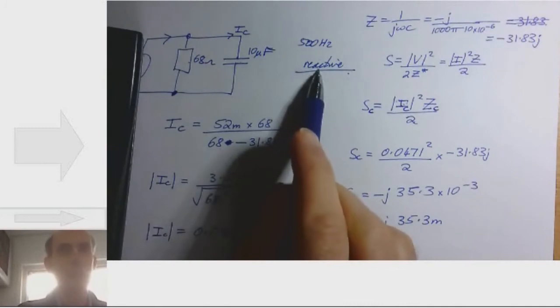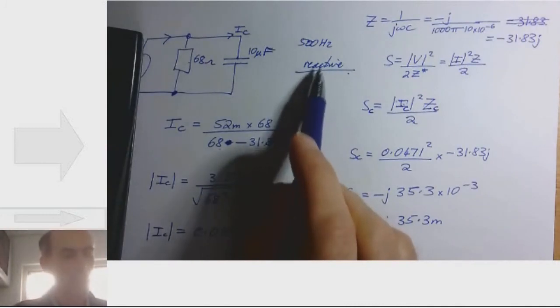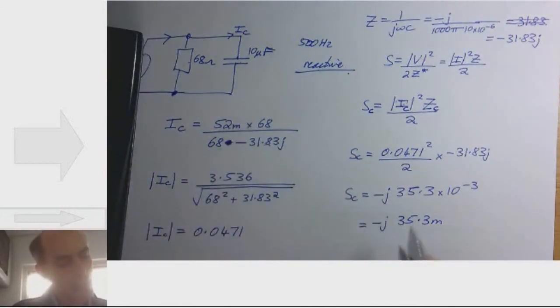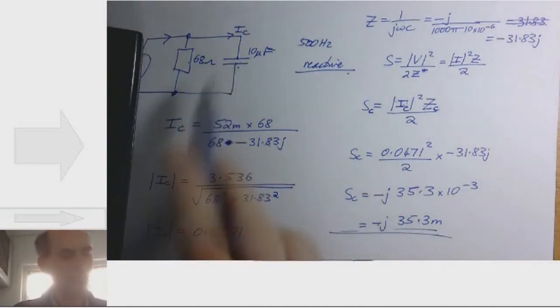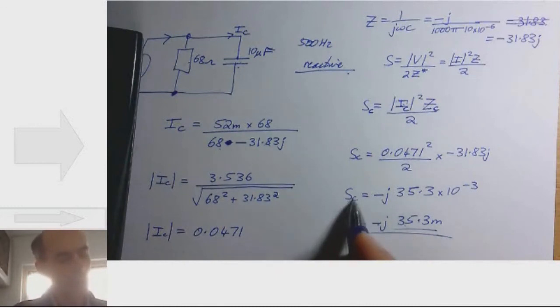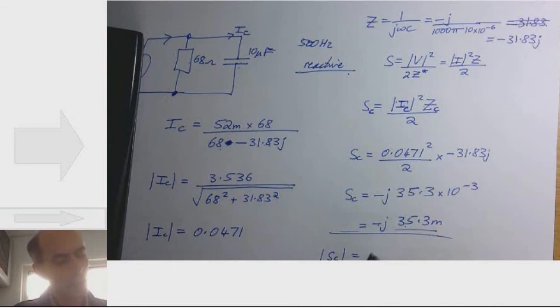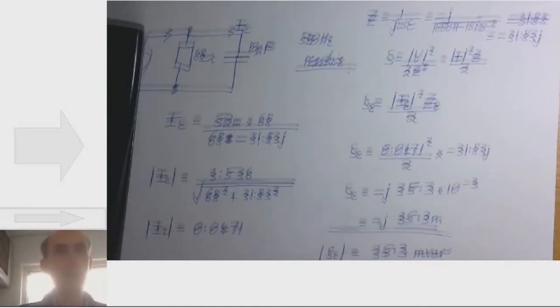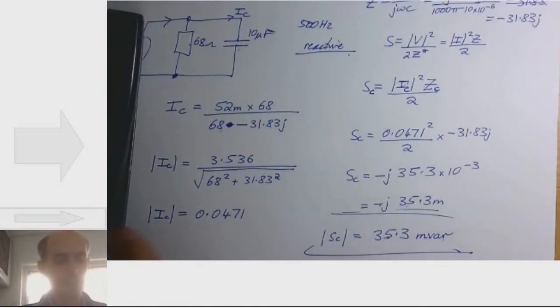I'm asked for the reactive power. The reactive power is the magnitude of the imaginary part of the complex power. Well, it's all imaginary. Of course it is. It's a capacitor. It only has reactive power. The magnitude of this complex power is just 35.3, and I'd probably write that as millivar, using the VAR, volts, amps, reactive, to indicate that this is a reactive power and not an active one. And that's what I get for that question. Let's move on.